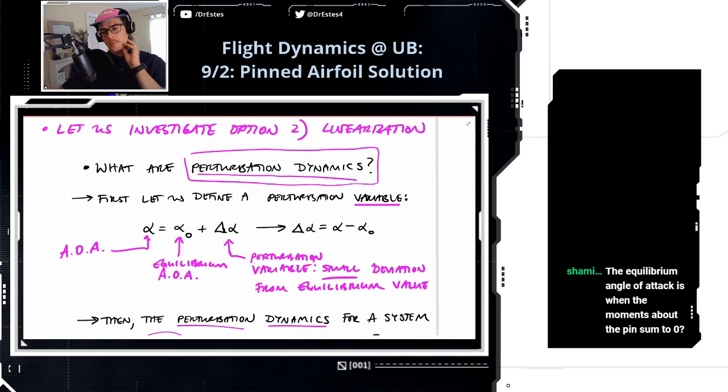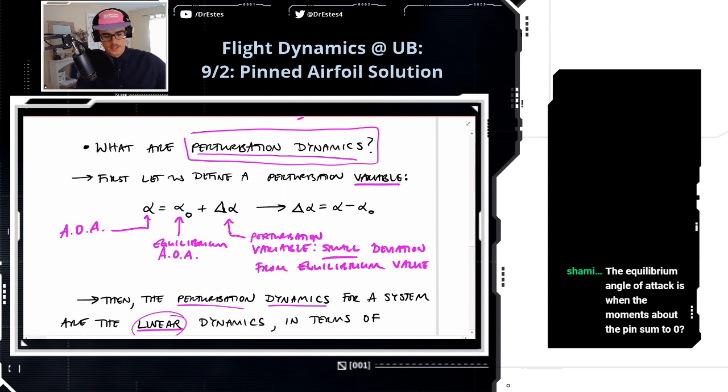Yes, that's a good way to think of it. The moments sum to 0, and for that reason, there's no angular acceleration, and the airfoil is just fixed in that position. So when we solve for the perturbation dynamics, we're saying, let's assume we are close to that equilibrium where it's fixed. And then if we were to bump the airfoil a little bit, what is it going to do? Is it going to go unstable and just flip around? Or is it just going to oscillate about that equilibrium point?